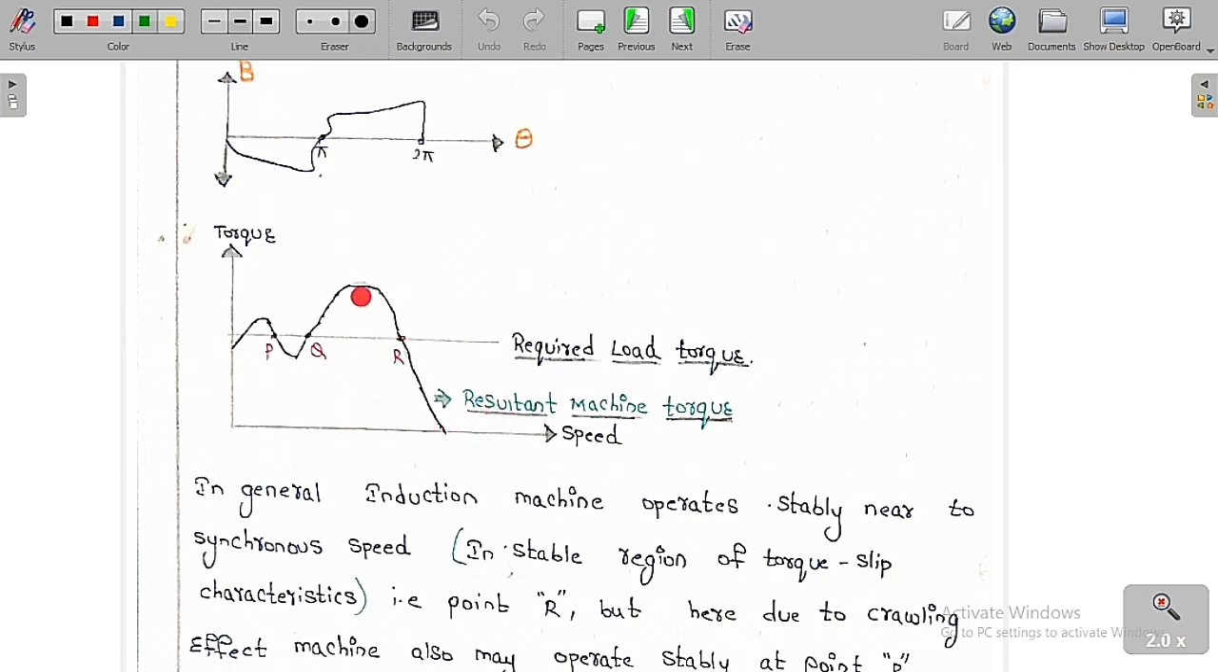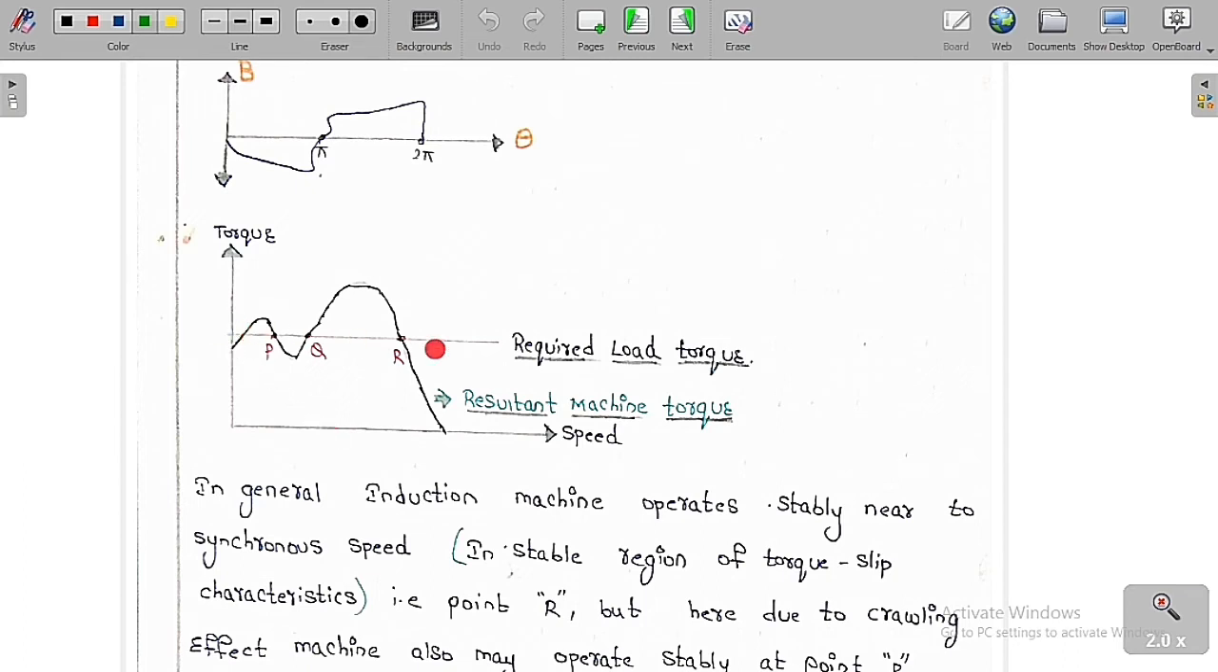So this is the resultant machine torque whenever the harmonics are present. This is the overall torque speed curve whenever the harmonics are present. You can see this is a stable region and this is also a stable region. Because of this stable region only, crawling is going to occur in the three phase induction motor.